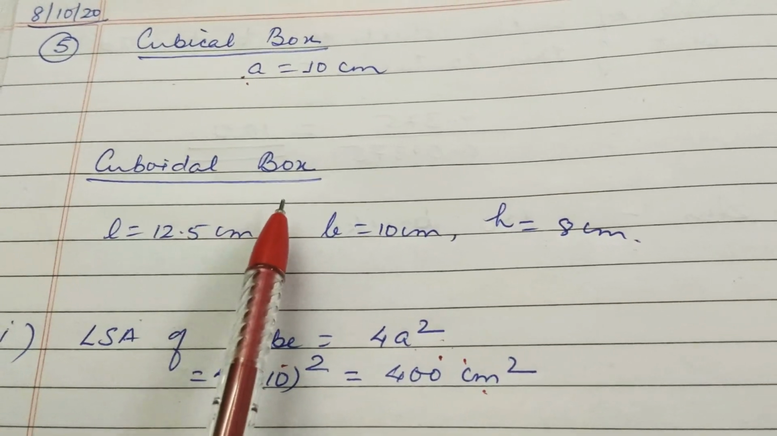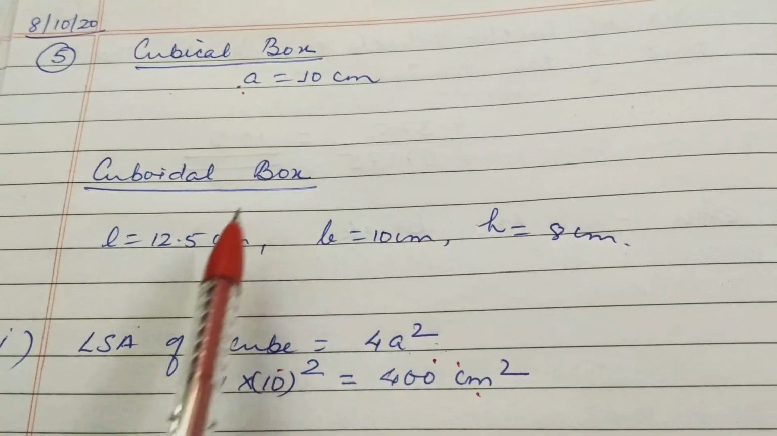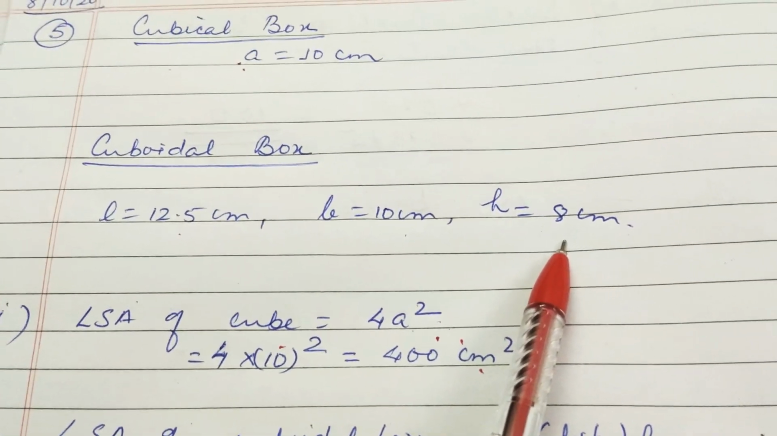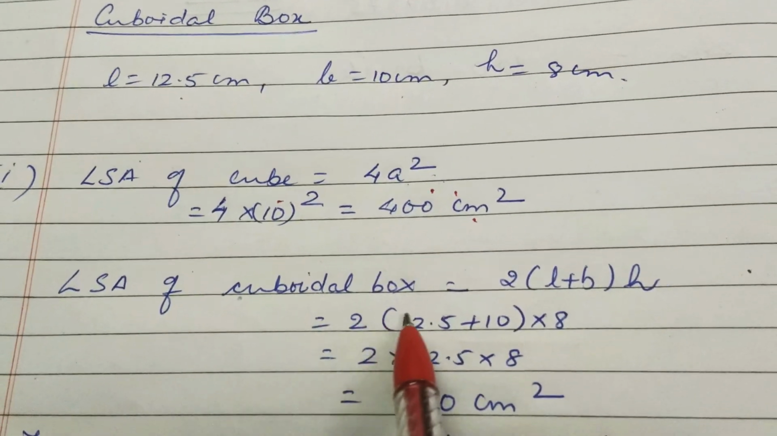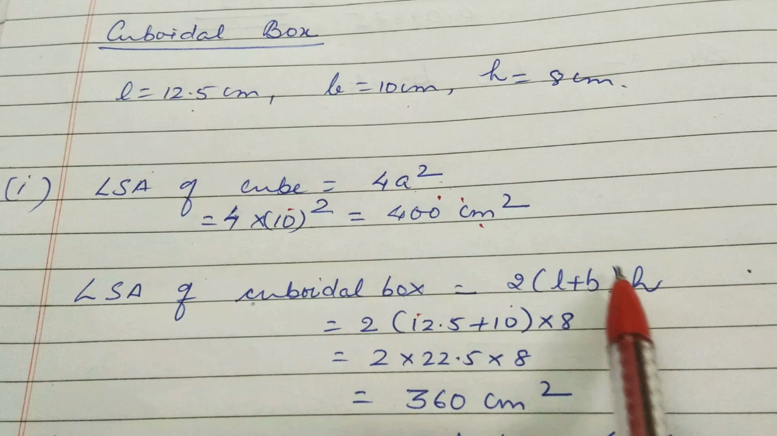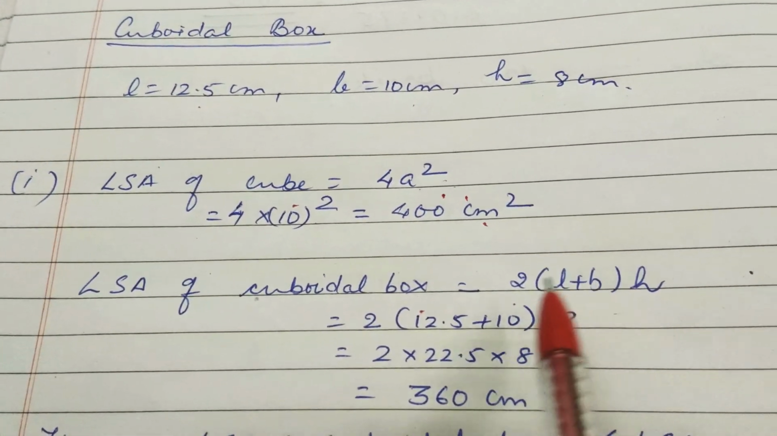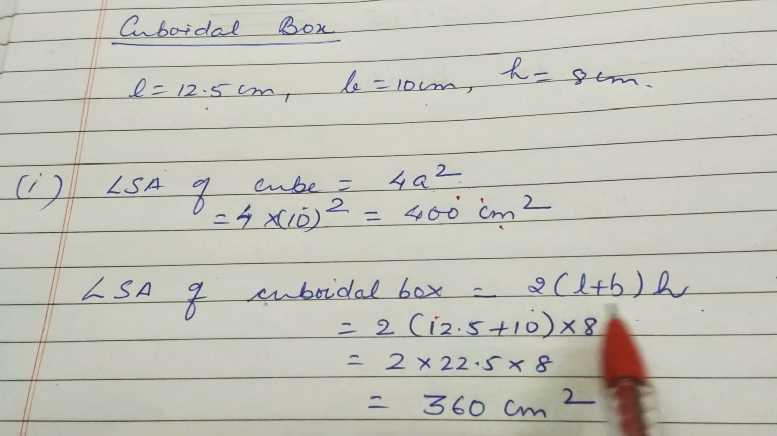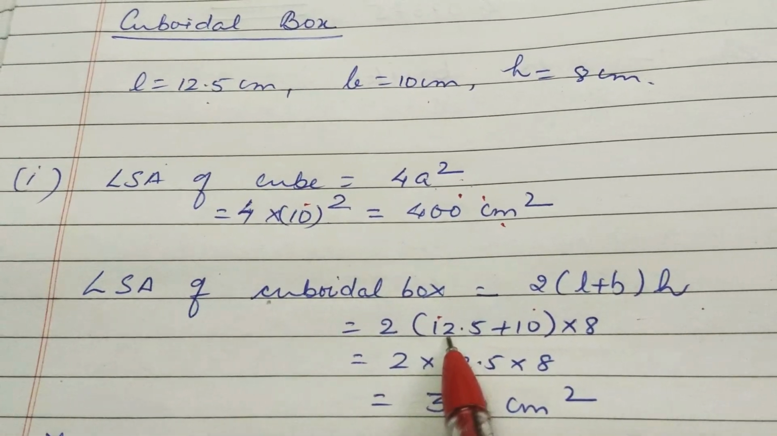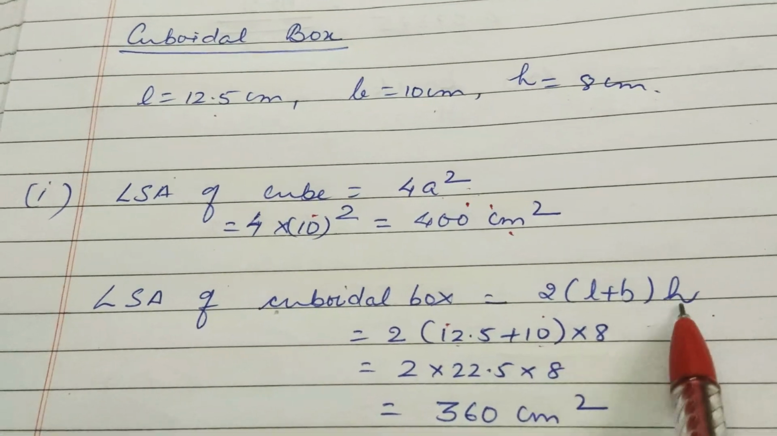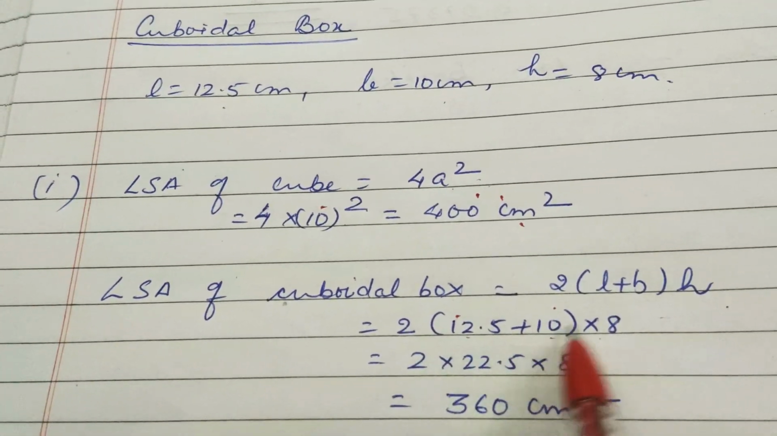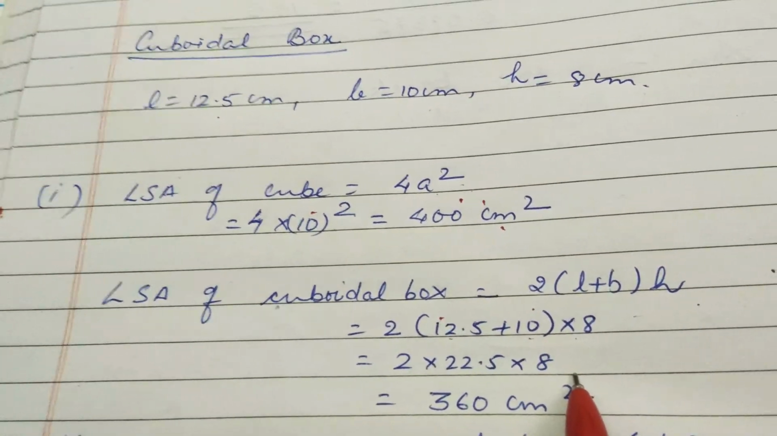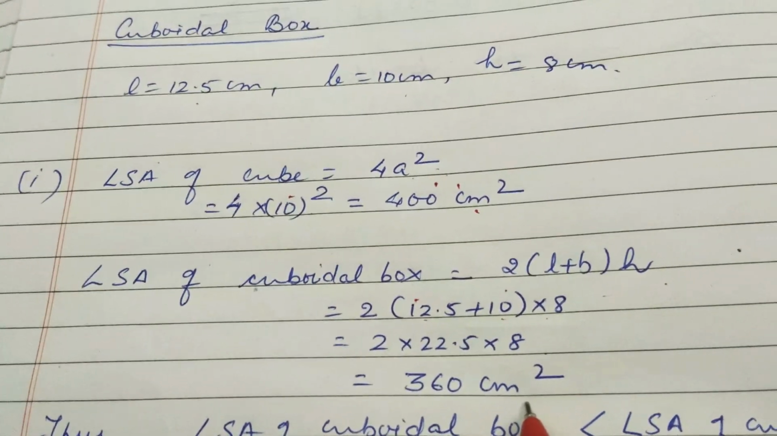Now we have to find out the lateral surface area of cuboidal box whose dimensions are 12.5, 10 and 8 centimeter respectively. So the lateral surface area of cuboidal box is given by the formula 2 into (L plus B) into H. So we just put the values, L equals 12.5 and B equals 10 and H is 8. So when you put it into the formula, you will get 2 into 22.5 into 8, that is 360 centimeter square.